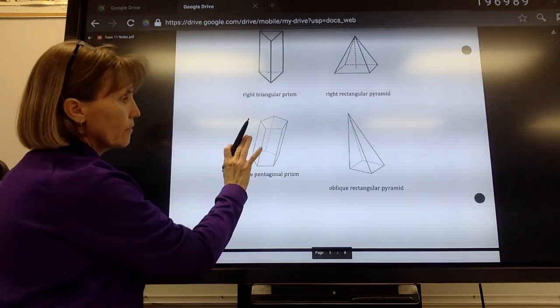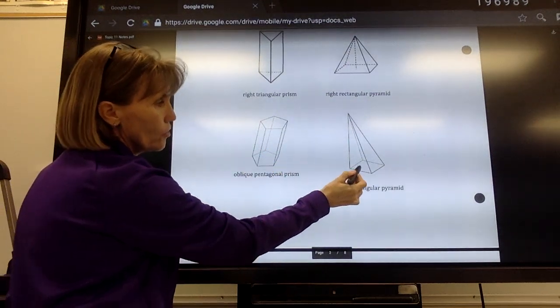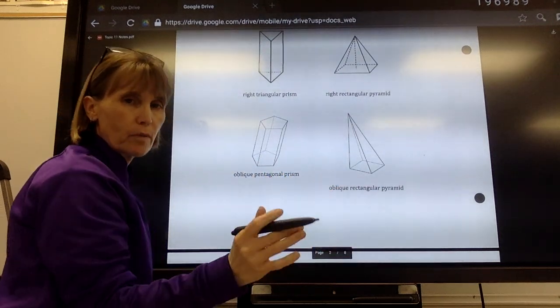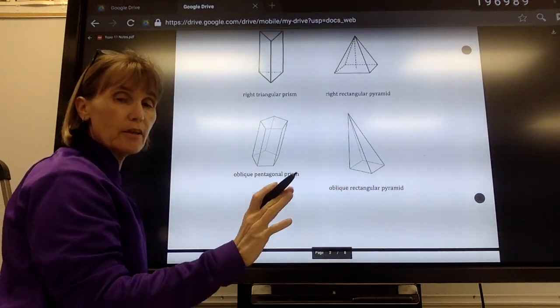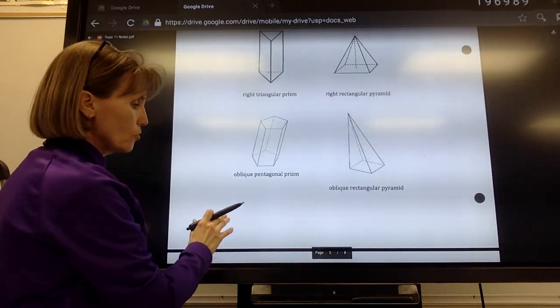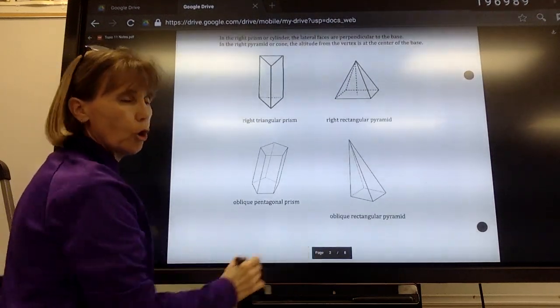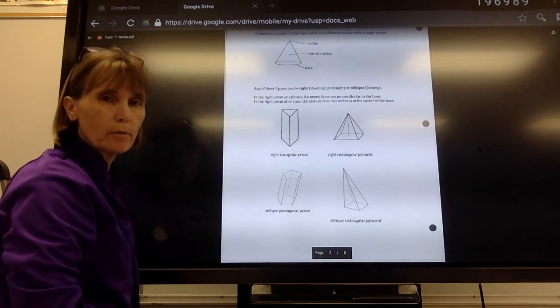It's going to be oblique if that figure is leaning one way or another. So you don't have a right angle at the bottom. Okay, you think of the Leaning Tower of Pisa. It's not a right. So anything that leans in one direction or another is going to be considered oblique. That's a new word. Okay?